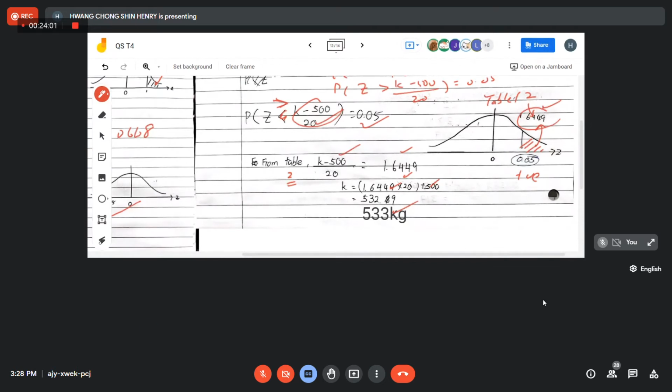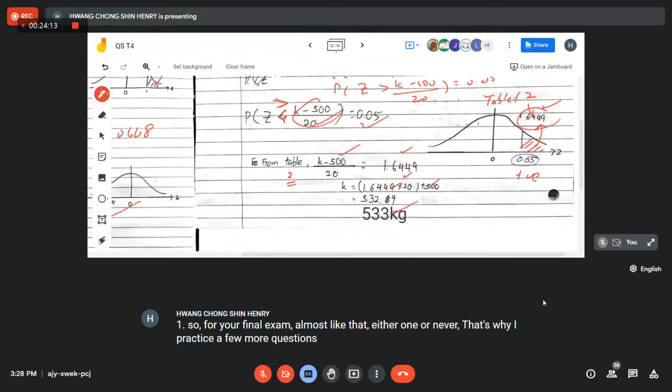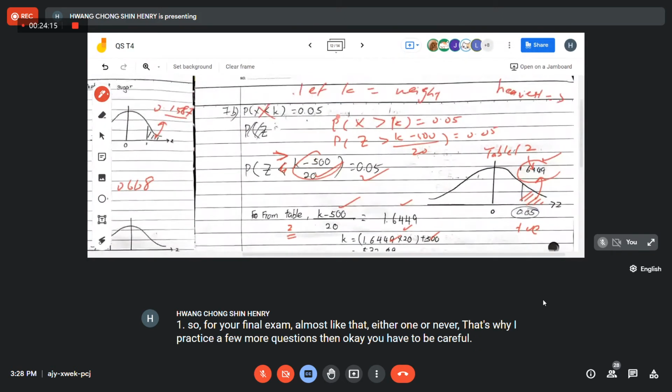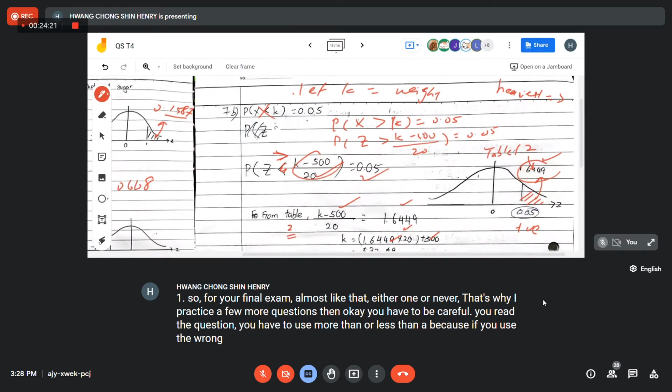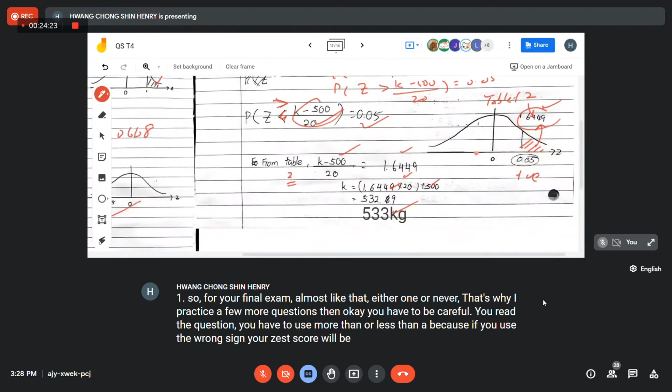Done. So for your final exam, almost like that. Either use table 1 or table 2. Just go and practice a few more questions, then okay already. You have to be careful. You read the question, you have to use more than or less than, because if you use the wrong sign, your Z score will be different, either positive or negative.